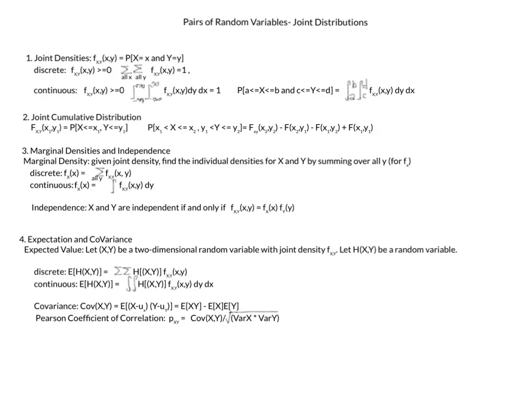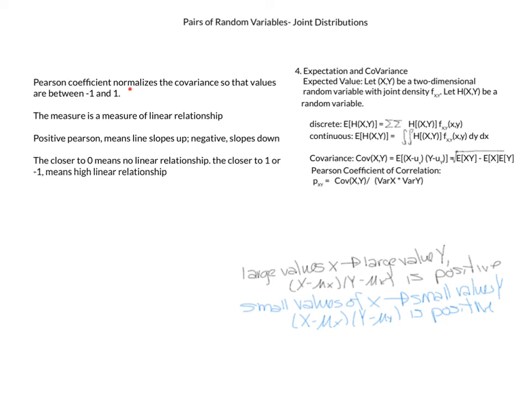Then the last thing we have is this Pearson coefficient of correlation. It's basically the covariance, but we normalize it so that all of these Pearson coefficients are between -1 and 1. So writing this down, again, the Pearson coefficient normalizes the covariance, so values are between -1 and 1, and that's why it's divided by var x and var y. That's the normalization. And then the measure is a measure of linear relationship. So when you talk about whether x and y are correlated, these measures are about linear correlation. And if there's no linear relationship, that doesn't mean that they're not related.